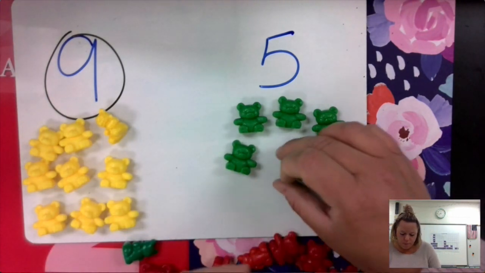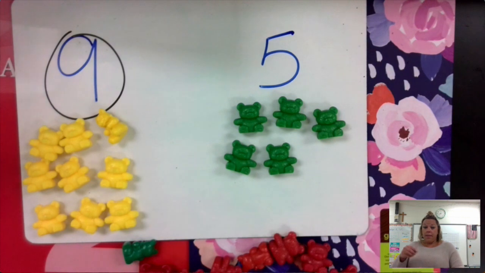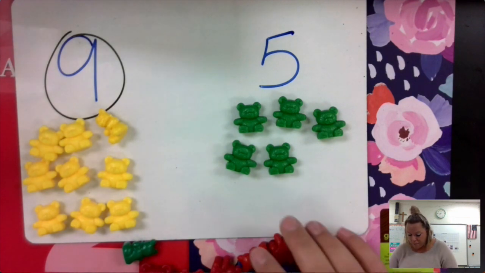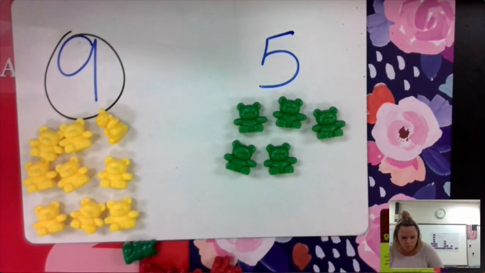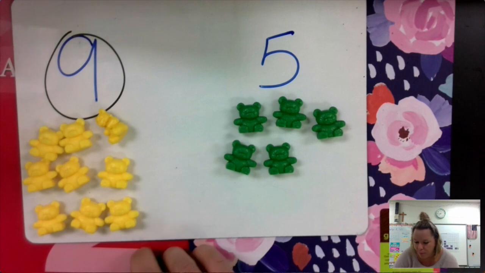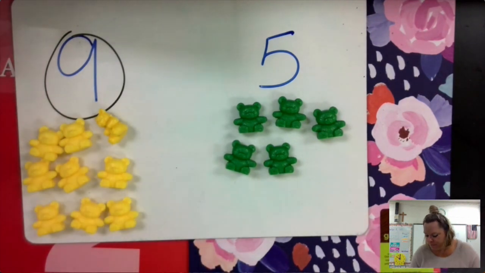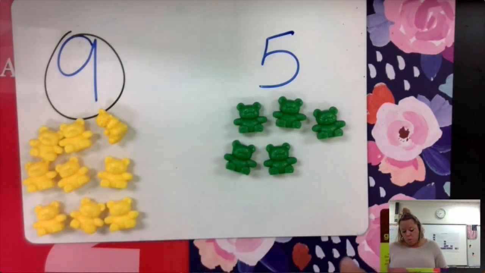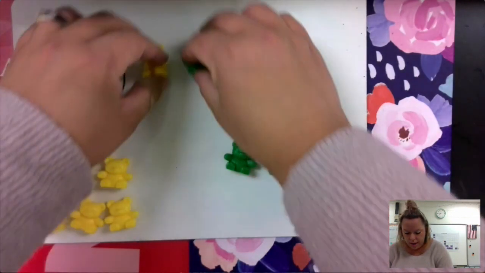I would put your linking cubes all together, stack them on top of each other, make a stack of 9, and make a stack of 5. And you're basically doing what I'm doing with the bears. And I'm going to move the rest of these bears off so that I don't knock any more on the floor. So we want to know how much more 9 is than 5. So let's go ahead and compare.